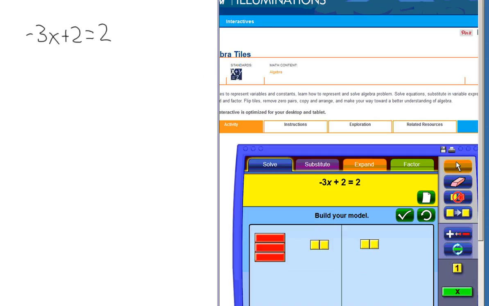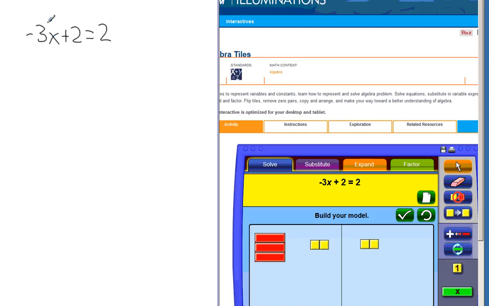So now we're going to look at our next problem. Our next problem is going to be negative 3x plus 2 equals 2. So we're going to do the same process we've done for all the other ones. And I'm not sure if you guys can see yet, but if x is 0, this whole term is going to be 0. And then we have 2 equals 2. Well, that's going to be true. So our solution is going to be x equals 0.